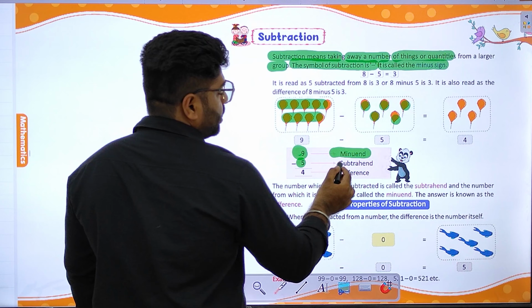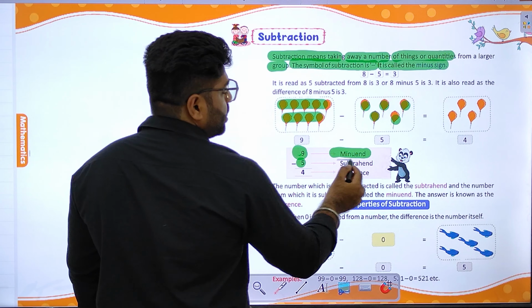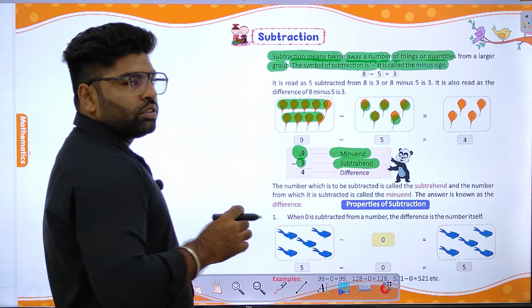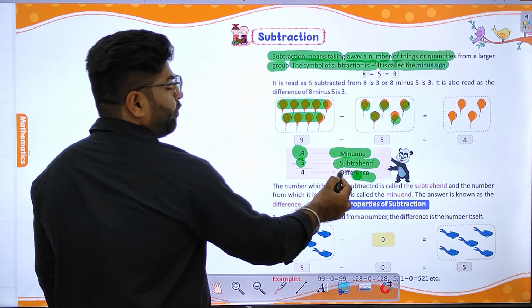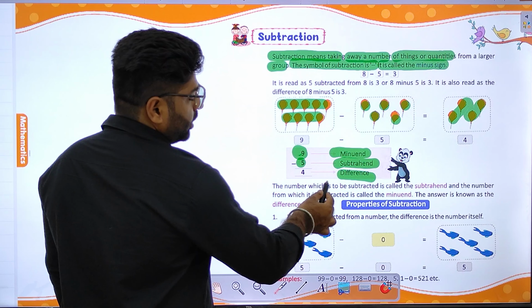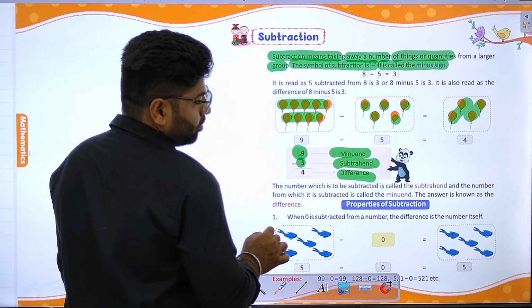Here we are having an example, that is total we are having 9 balloons. So our larger group we call the minuend. Clear? For the smaller group, 1, 2, 3, 4, 5, we will call it the subtrahend. After the subtraction, we have the answer, that is our difference. So the difference is 4 balloons. Clear?